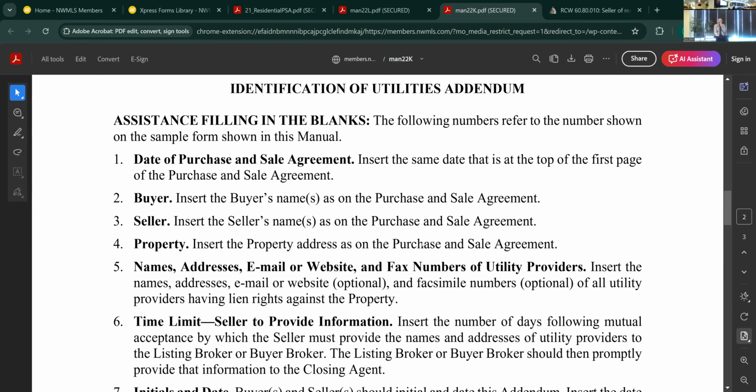Oops, too quick. Next is number 5: names, addresses, email or website, and fax numbers of utility providers. A lot of them don't even have fax anymore, so I wouldn't be surprised if you don't have to get that one. But insert the names, addresses if possible, email or website optional, and fax numbers optional of all utility providers having lien rights against the property.